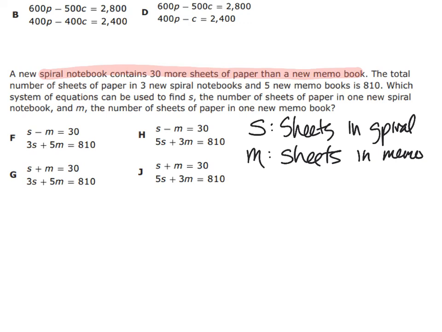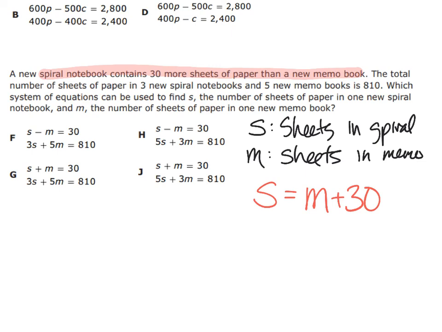The memo. So I know that this is S equal to M plus 30. We add 30 to balance it out. Spirals already had more, so it's heavy. So we add some to the memos to get our arms to balance.